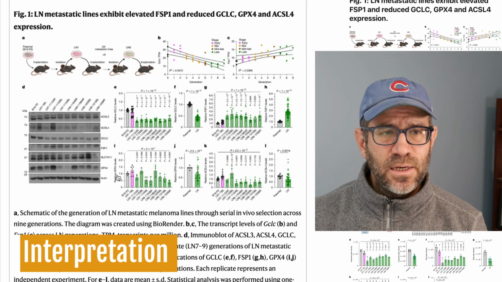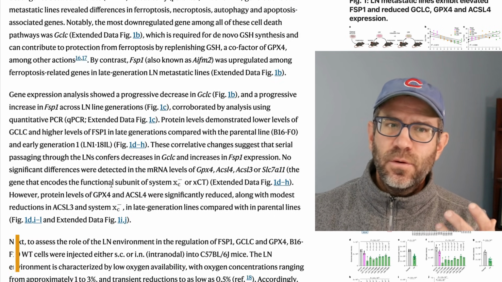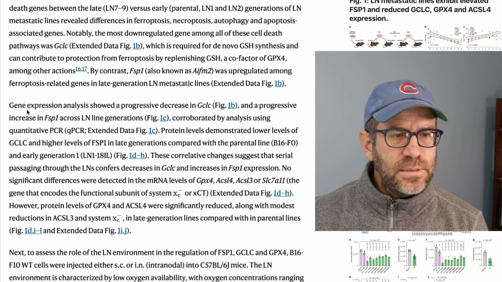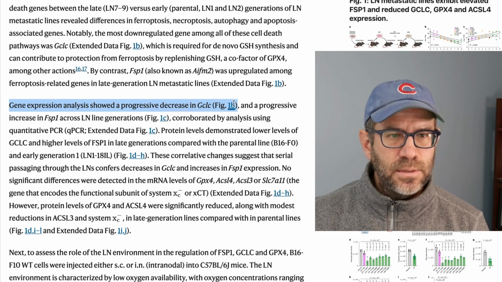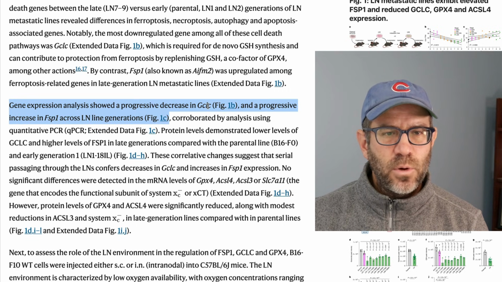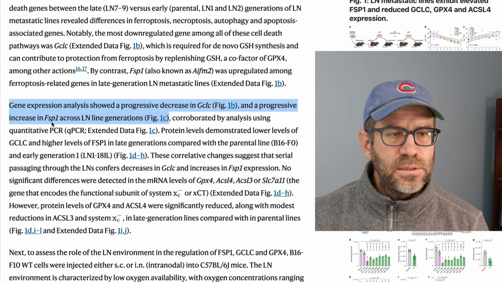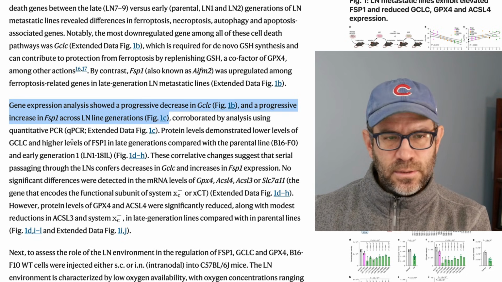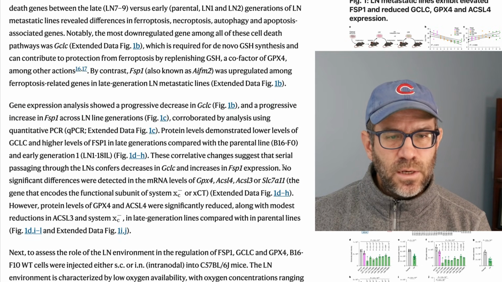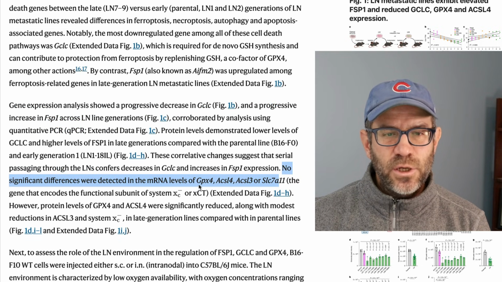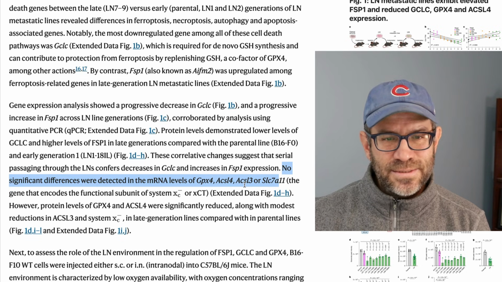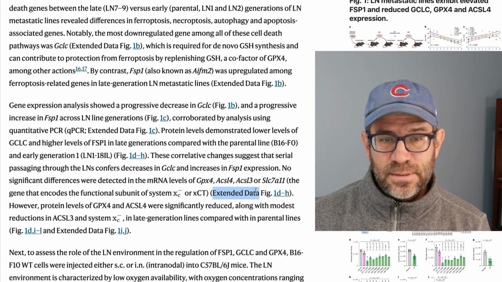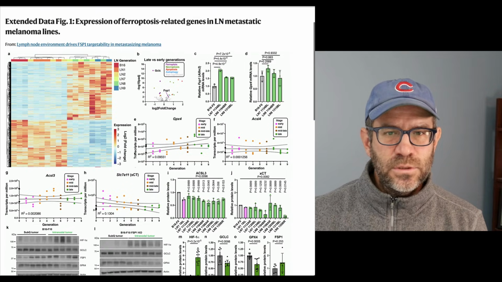So in the text associated with figure 1, they give more of a fleshing out of what each of these different panels indicates. And so what they say that's relevant to the panels I'm interested in, B and C, is that gene expression analysis showed progressive decrease in GCLC, an increase in FSP1 across the LN line generations. And so they corroborated this using qPCR. But there was no significant difference in the mRNA levels of GPX4, ACSL4, ACSL3, or SLC7A11, right? There they point to the extended data figure 1D through H, which is this figure.